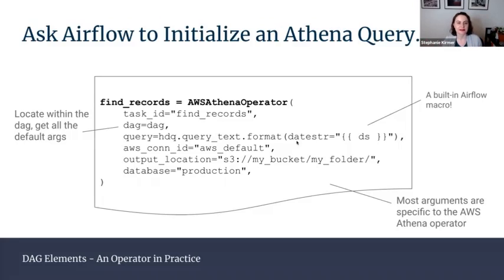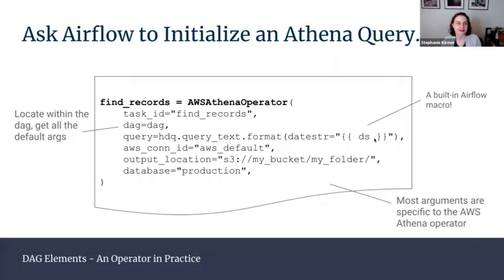So in this case, AWS Athena operator is the name of our class, and we are creating a new instance of it called find records. We have told it to give it a name. Naturally, we've told it what DAG it lives in, which is important because remember earlier we instantiated a new DAG instance and gave it the name dag because we're very creative. We're giving it some query text that is SQL that we've written in a Python script as a string, and we're passing in a built-in Airflow macro.